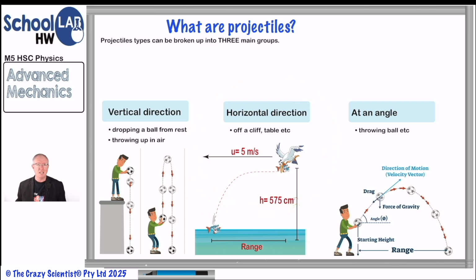Then we have a horizontal, so a good old bird dropping a fish is one of the many, many contexts that you could be tested on. It could be a plane dropping a parcel, it could be a car coming off the cliff. There's so many ways we can test you.